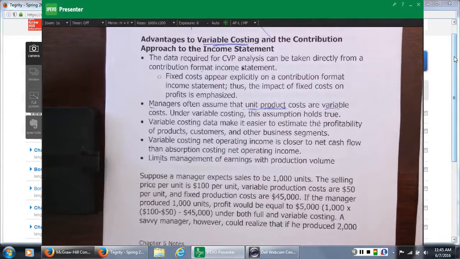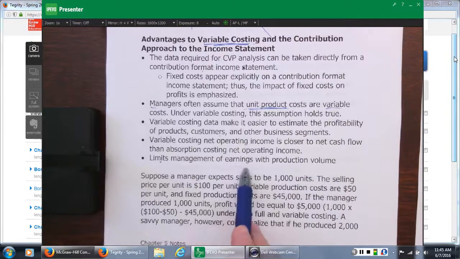So we can basically, if we needed to make our numbers, if we're a manager and being evaluated based on net income, what I could do is produce more than I sell, push off that fixed manufacturing overhead until the next accounting period when I sell those goods, overproduce, which then pushes down that cost of goods sold, and then I can meet my numbers by playing around with production volume.